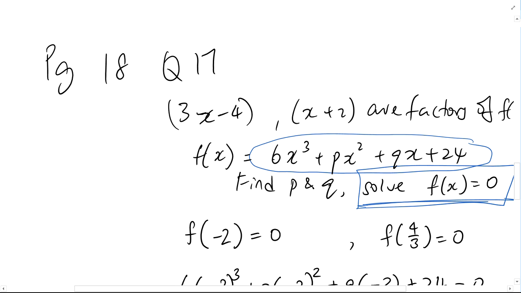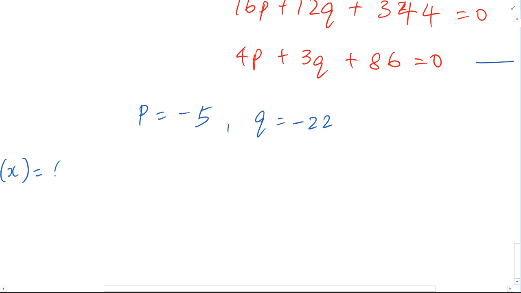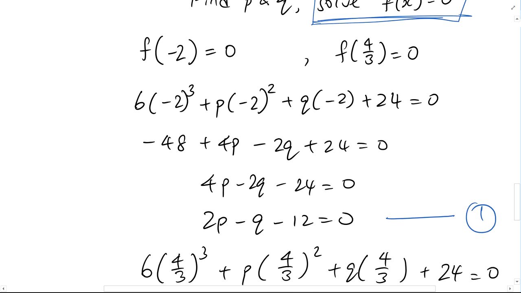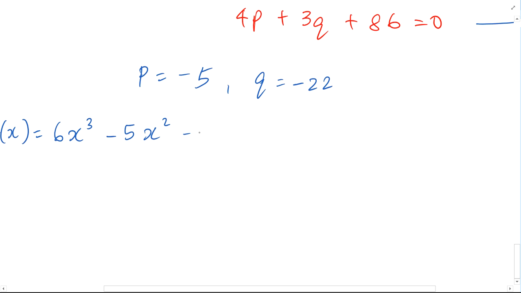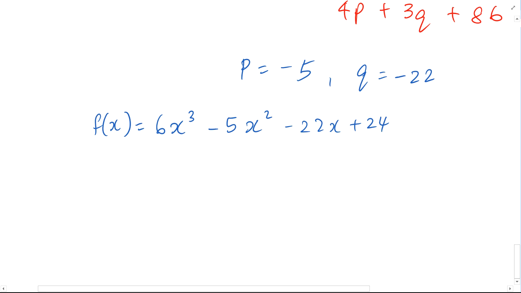6x cubed plus px squared. I don't want to write p, I'll be writing -5. -5 x squared. Then what? Plus qx plus 24. Okay, now this is fx. So far so good? Now there's another question. When fx is equal to 0, find the value of x. Okay, so this is what I'm going to do. This is equal to 0.